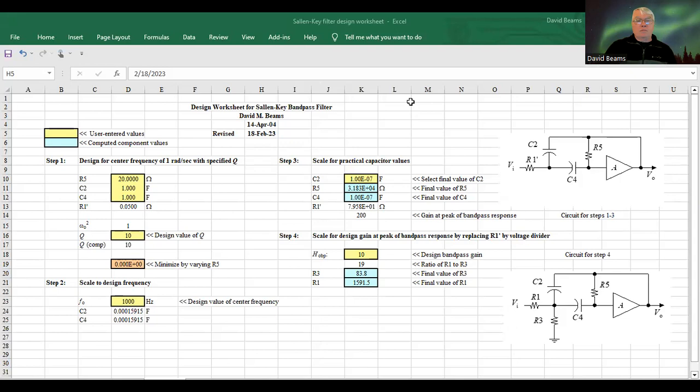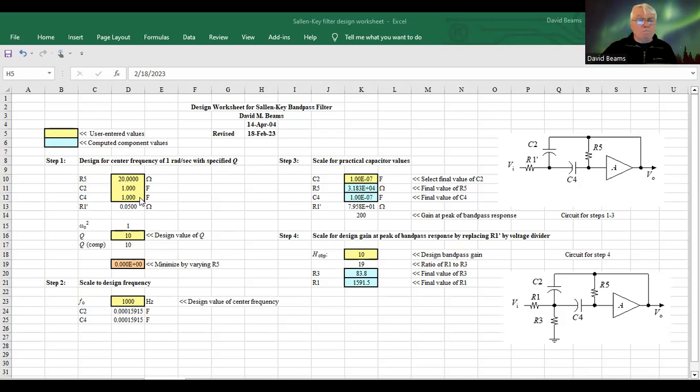So here is the bandpass filter tab of the Sallen-Key filter design worksheet. As in the previous worksheets I've talked about, the user entered values are denoted by cells with a yellow background, and component values that are computed by the spreadsheet are in a blue background. Now, notice here that R1 prime for this circuit topology is not one of the user entered values. To design a filter with a center frequency of 1 radian per second, the constraint is imposed that the product of R1, R5, C2, C4 equals 1. And that means that if I choose 3 of them, the fourth one is determined for me. And so R1 is a formula in that cell. It's not a value to enter.